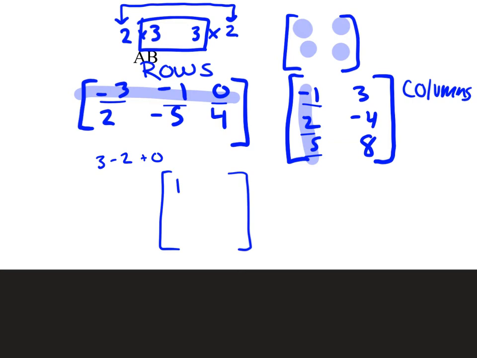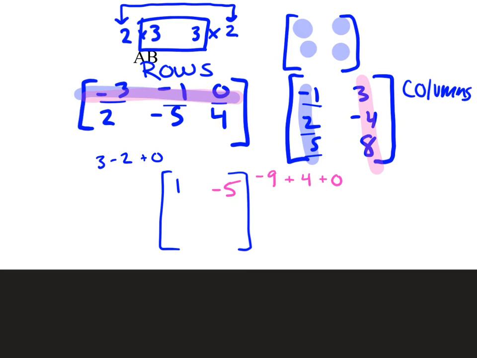Next, we're looking at the first row, second column. So it's -3 times 3. -9. -1 times -4? +4. And 0 times 8? 0. So it's -9 plus 4 plus 0? -5.